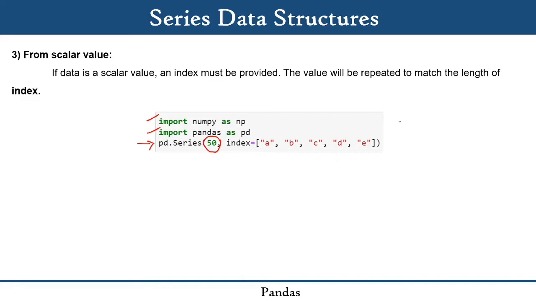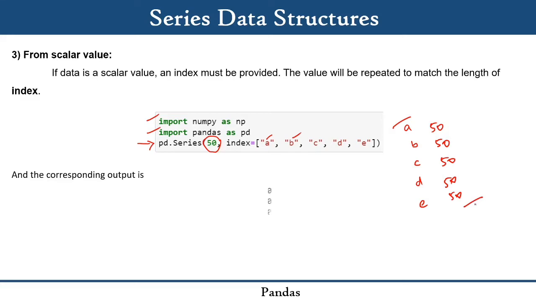So let's see, the first element A is the label and the corresponding data will be 50. The next, B, is the label with corresponding data 50. Similarly for the next element C in the index, the corresponding data is 50. Similarly for D. This is the way we can create a series data structure using a scalar value. Once you execute, I get output like this.